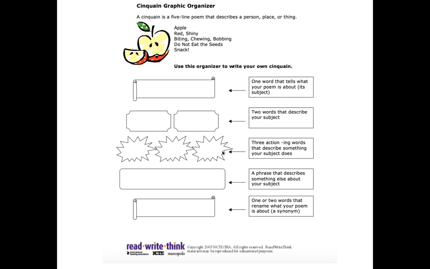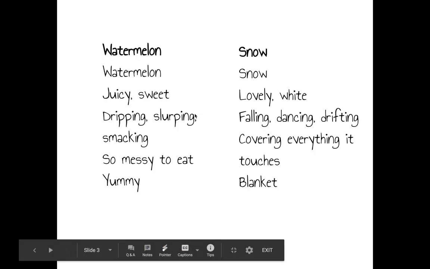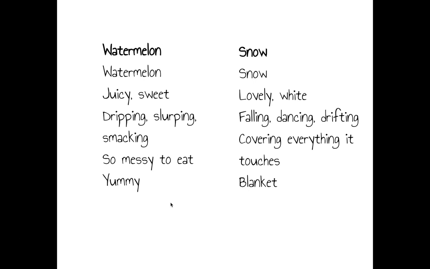And then the third line is 3 action words using ing. So we have biting, chewing, bobbing in this poem, apple. And then do not eat the seeds is the fourth line, and that's a phrase that describes something else about the subject. And then our last line is 1 or 2 words that rename what the poem is about, or a synonym. So we're going to go through a couple cinquains, and then you are going to go to writing and write your own cinquain.